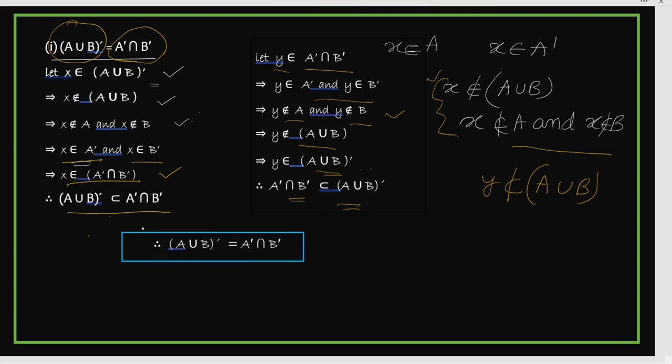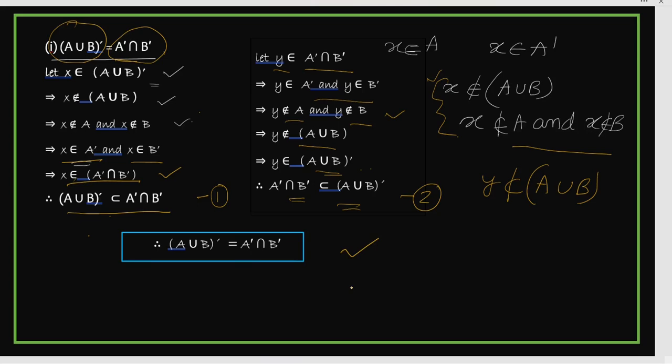So we have proved from this, you can say this is one, and from this you can say this is two. From 1 and 2, we get that the first set is equal to the second set. This is proved. This is the way you prove De Morgan's law.